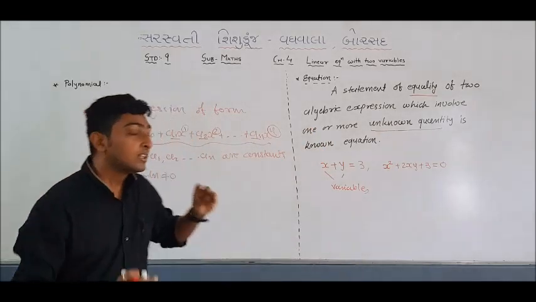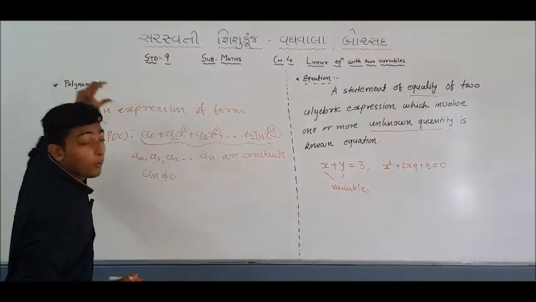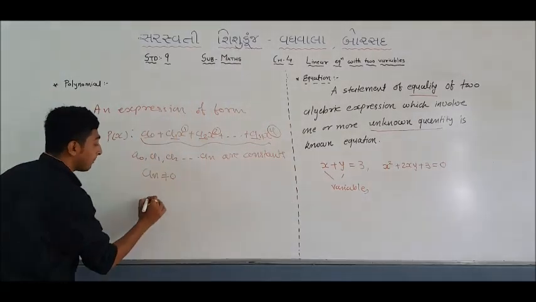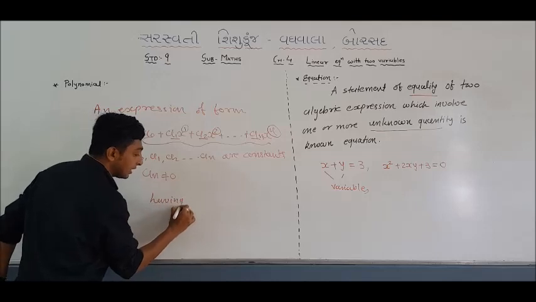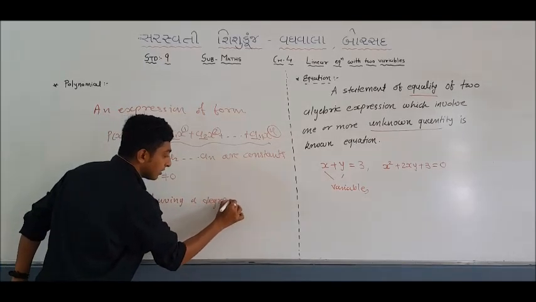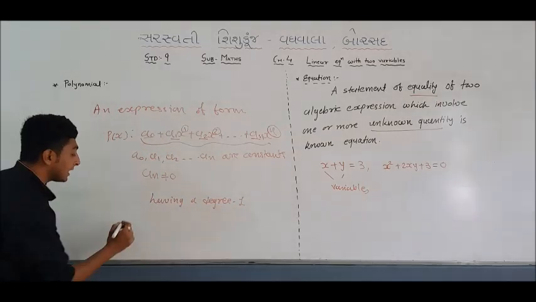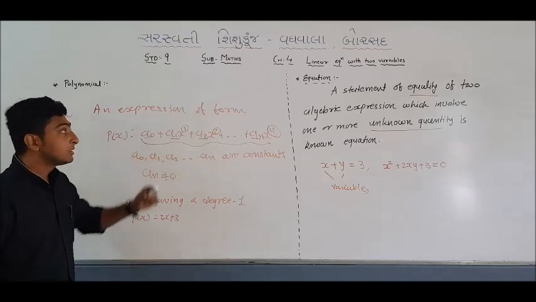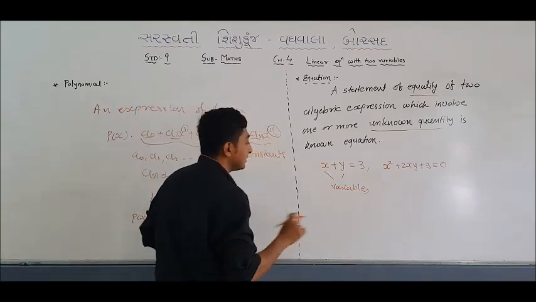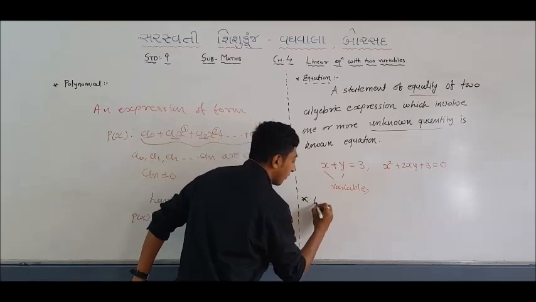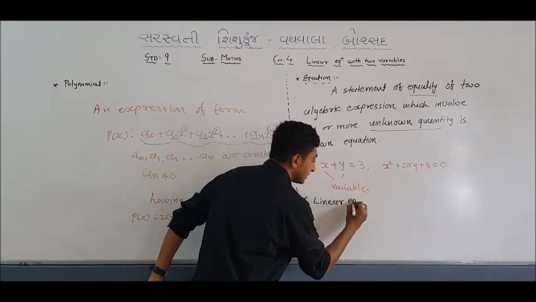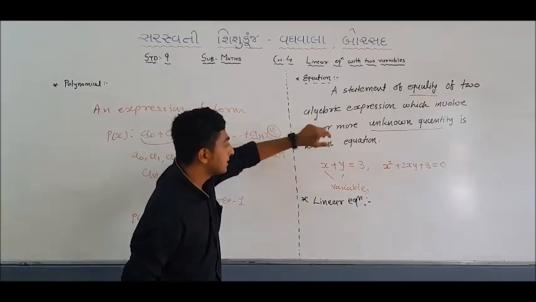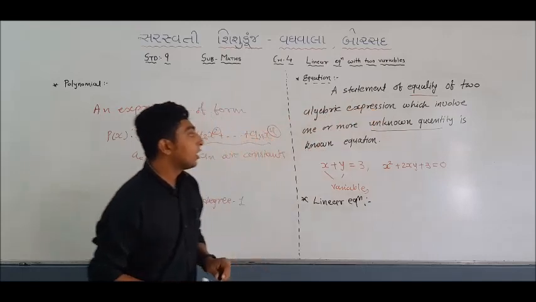Now you already know, just remember polynomial. What is a linear polynomial? A linear polynomial is nothing but a polynomial having degree 1. For example, p of x = 2x + 3. In the same way, what is a linear equation? In an equation, we know the equal sign is present, with one or more unknown quantities.